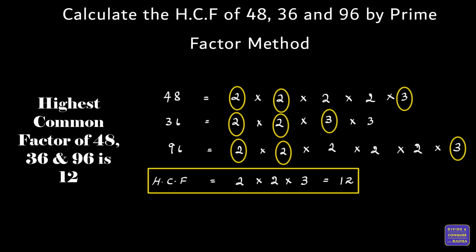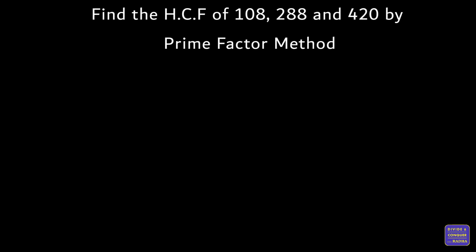Let's move on to the next sum. Find the HCF of 108, 288 and 420 by prime factor method. Step 1. We need to factorize the given numbers separately.